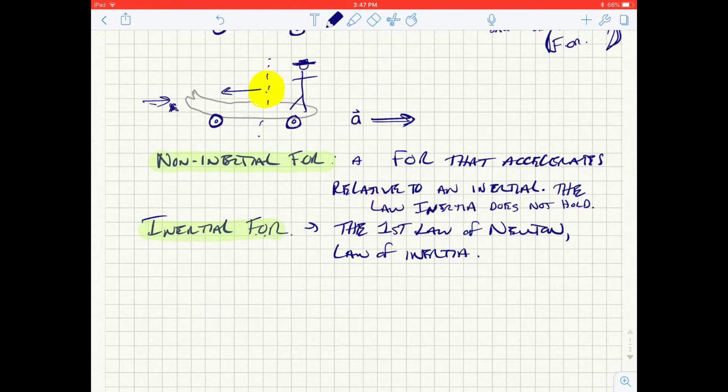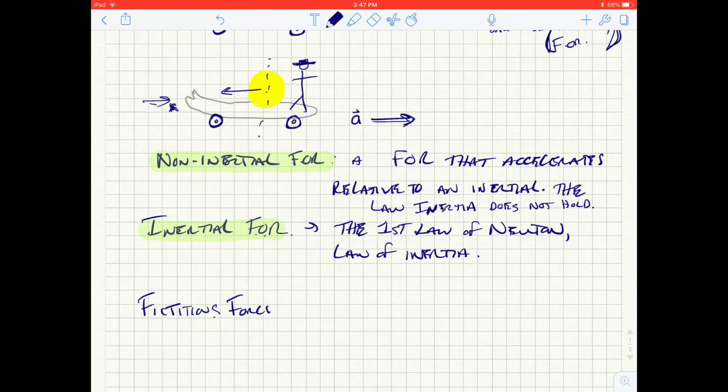This leads us to make up names for these apparent forces that cause objects to act strangely when we're in a non-inertial frame of reference.